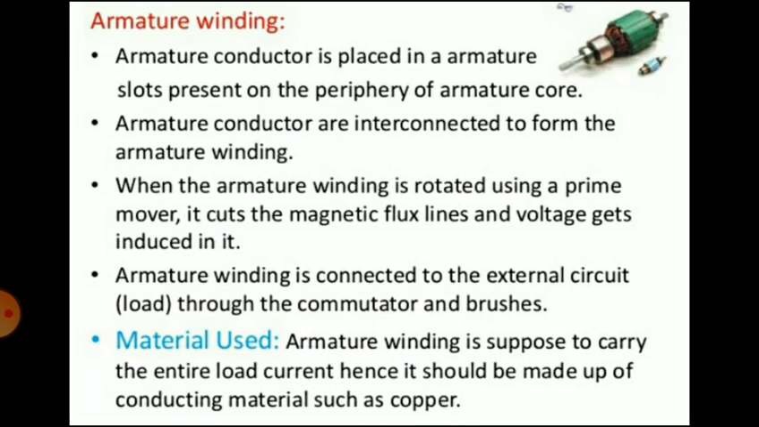Then the armature winding. The armature conductor is placed in the armature slots present on the periphery of the armature core. Armature conductors are interconnected to form the armature winding. When the armature winding is rotated using a prime mover, it cuts the magnetic flux lines and voltage gets induced in it. The armature winding is connected to the external circuit, that is the load, through the commutator and brushes.